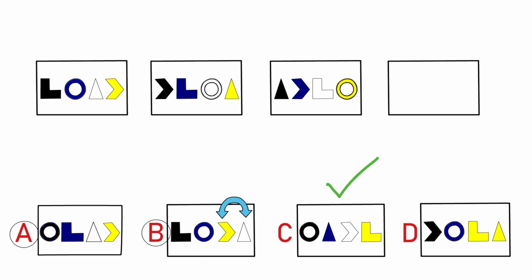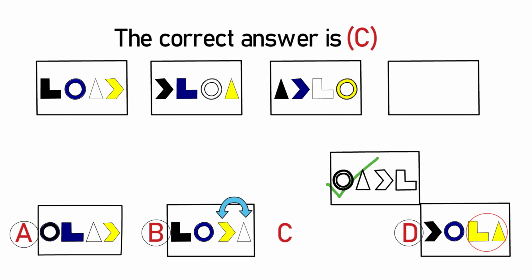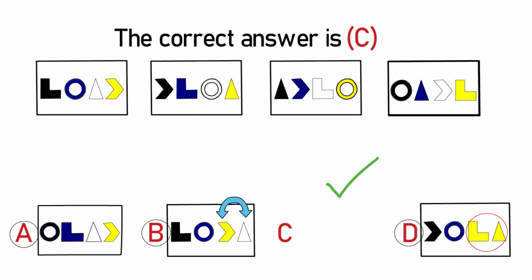Choice C is the correct answer. It does meet the requirements for both patterns. And choice D does not match the color pattern. The 2 rightmost shapes are yellow. Hopefully you've nailed this question and now know how to answer similar problems on the test.